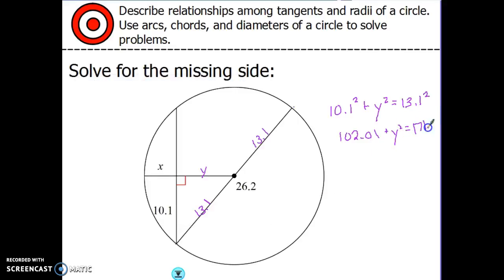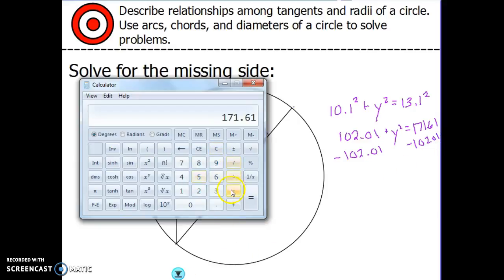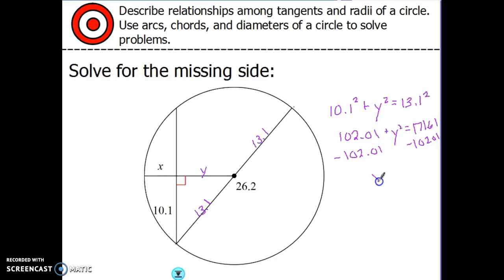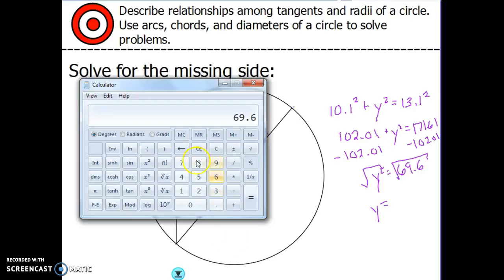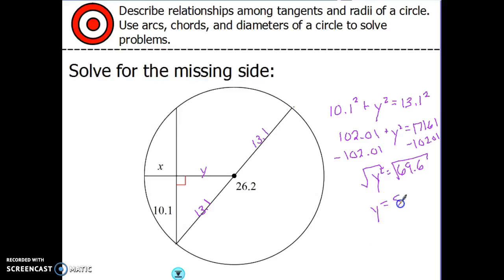171.61. Let's subtract. So that'll give us 171.61 minus 102.01. All right, so that gives me y squared equals 69.6. Let's take a square root. And that'll give me 8.3.